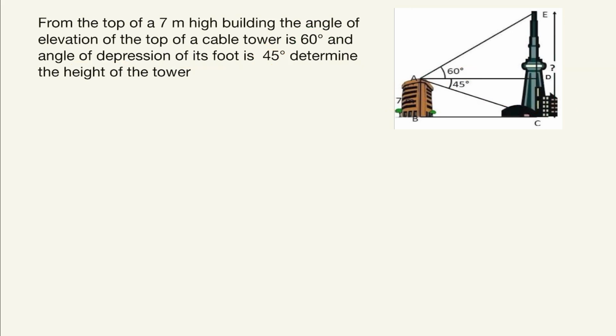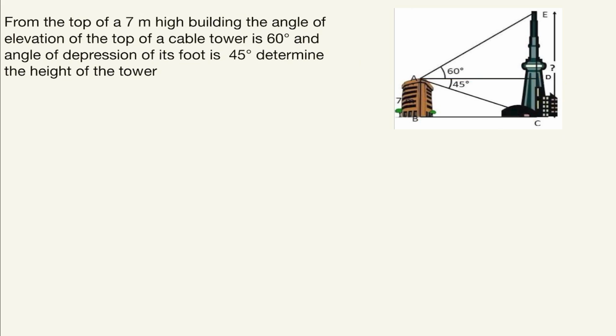On observing the diagram, we can make out AB and CD are parallel and the height is also same here. Hence, AB and CD are equal. Hence, the value here is 7 meter. On observing the diagram, AB is equal to CD. They are parallel and equal. Hence, CD will also be 7 meter.